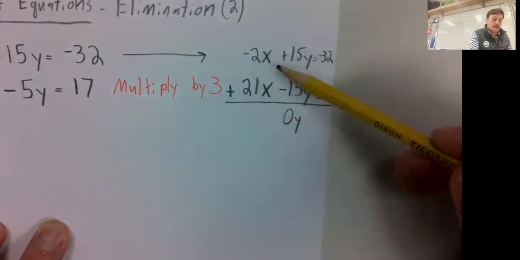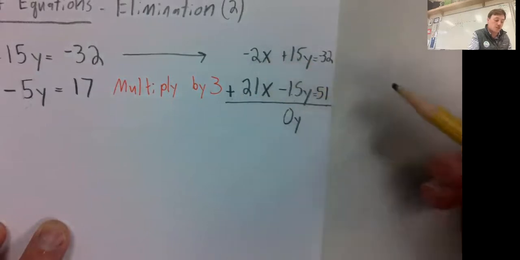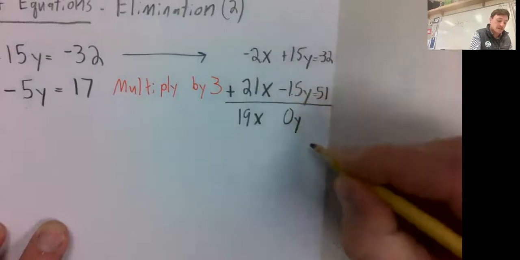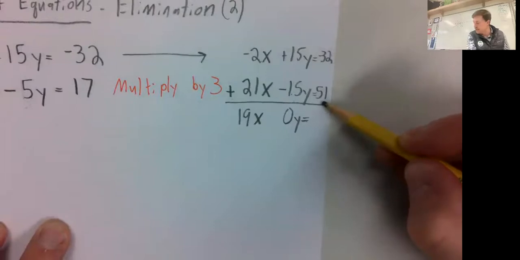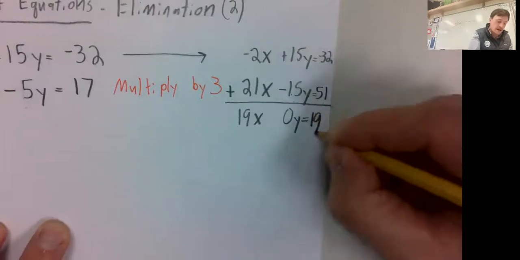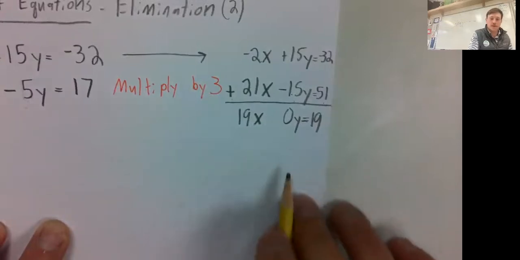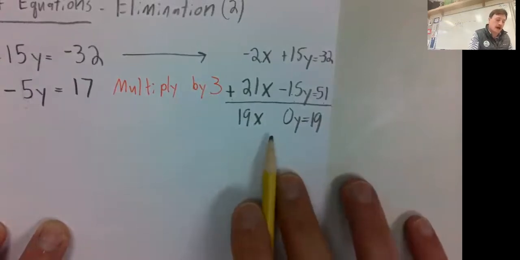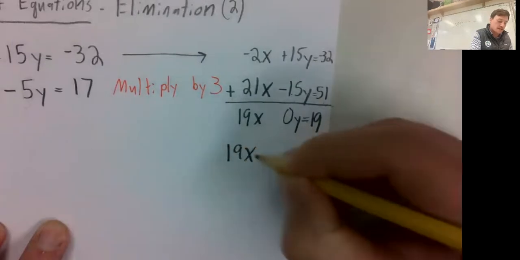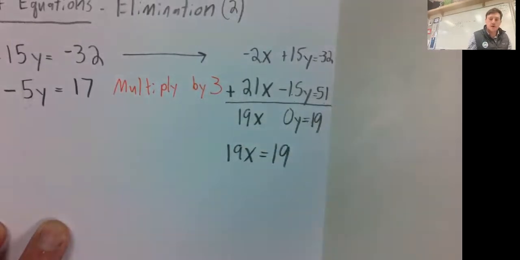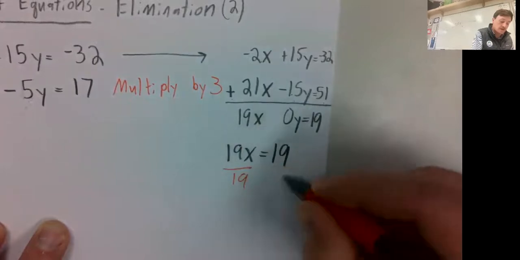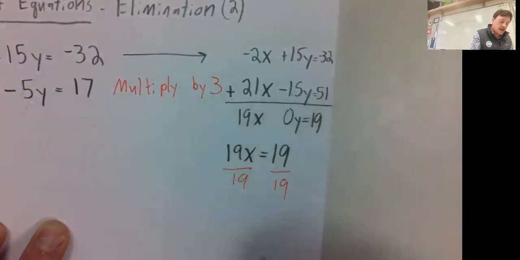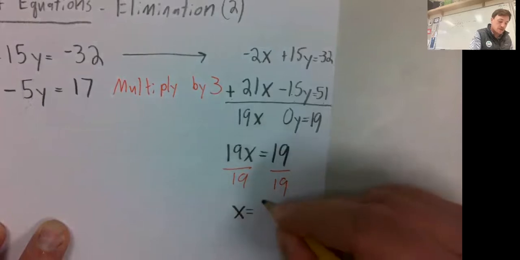My x's are lined up. I'm going to do a negative 2 plus 21. That's a positive 19x. And then over here, I've got a negative 32 and a positive 51. And that's going to leave me with 19. So cleaned up a little bit here, I know I squished it on the right, but I just end up with 19x equals 19. One of our variables was eliminated. That's what we wanted. Now we just isolate this x to solve. So I'm going to divide by 19, and I'm going to end up with x equals 1.